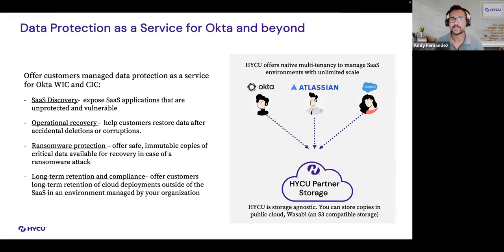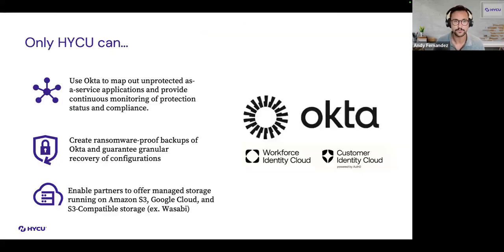Just because you've gone to a SaaS does not mean you don't have SaaS data retention requirements. Healthcare organizations have to keep data for 7 years. These SaaS applications are not keeping that data for 7 years. So there are clear areas here to focus on, not only on operational recovery, on ransomware protection, but also from a compliance perspective as well.